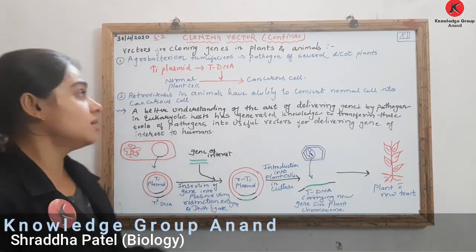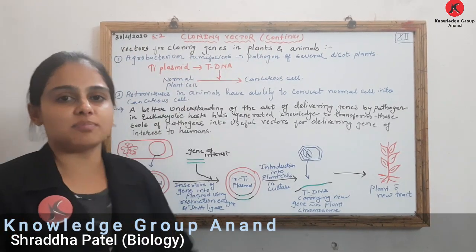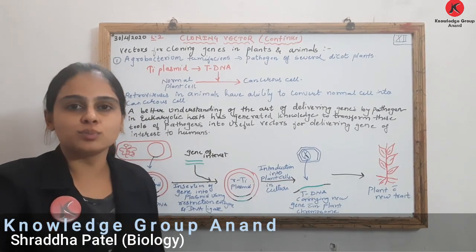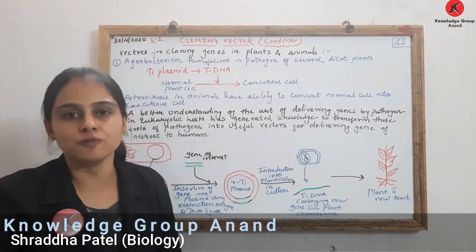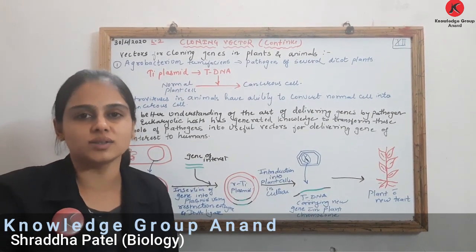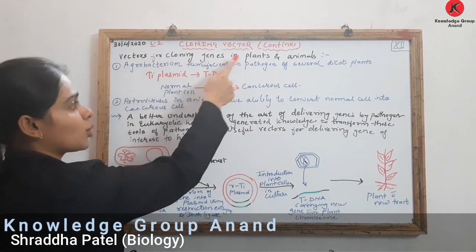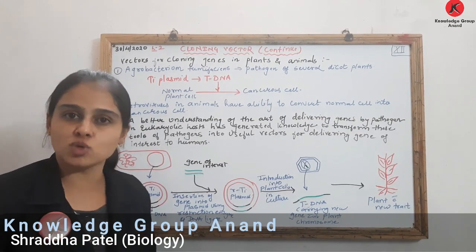Let us now understand vectors which we are going to use for cloning genes in plants and animals. So far we have understood properties of cloning vector, features of cloning vector, and how we select transformer from non-transformer. Now we are going to understand vectors for cloning genes in plants and animals. Two such examples you have to memorize.